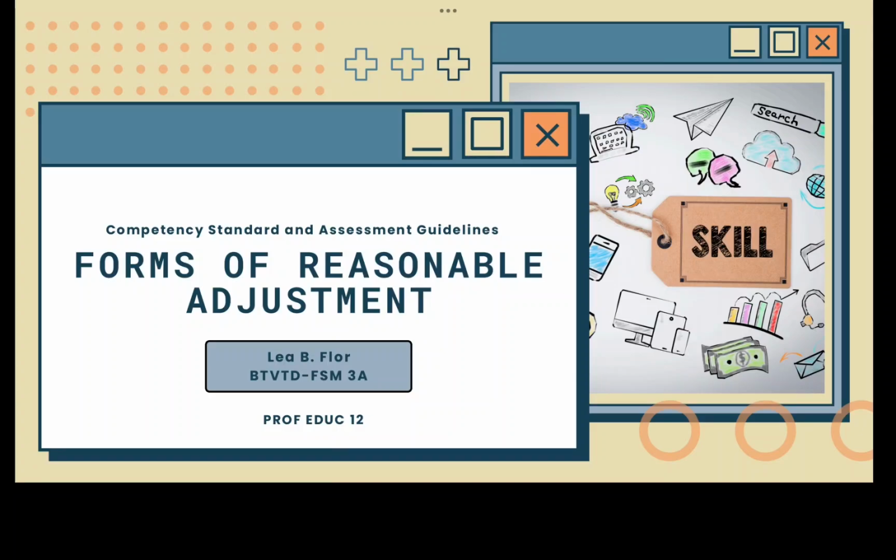So today I'm going to tackle about the forms of reasonable adjustment. This is the continuation of the lesson of Miss Jamalin. Before we start, what is reasonable adjustment? So, ang reasonable adjustment ay mga changes or modifications na ginagawa sa teaching or assessment para maging fair at inclusive ito sa lahat ng learners. In short, ang reasonable adjustment makes assessment fair, clear, and accessible ito.